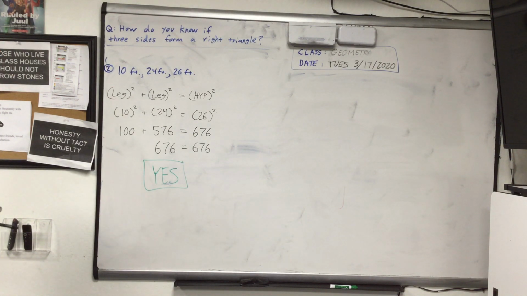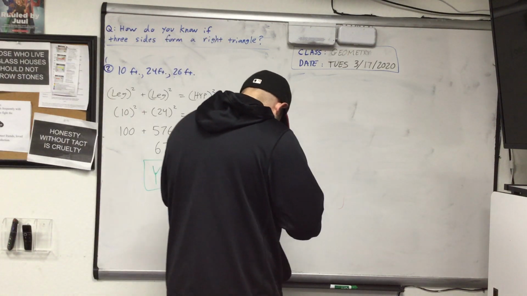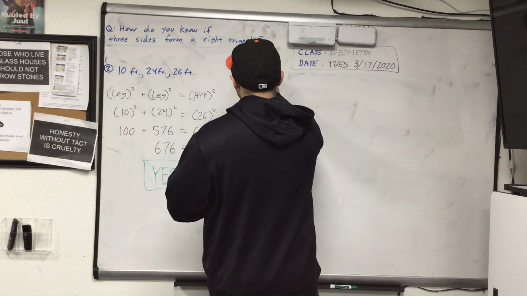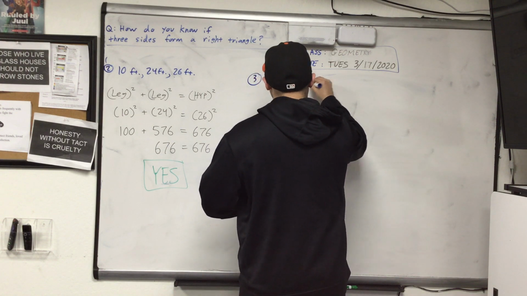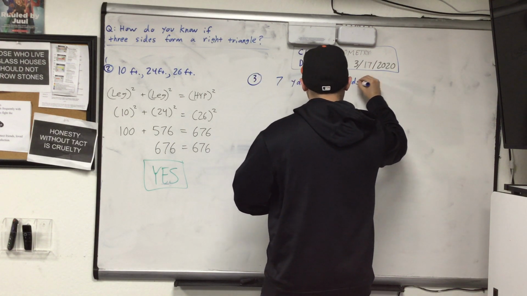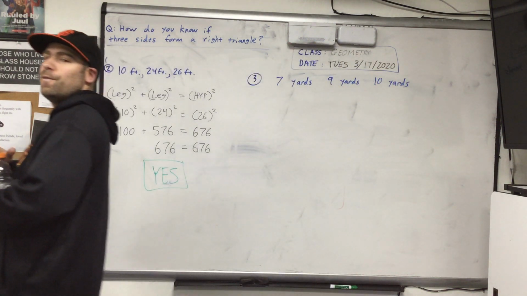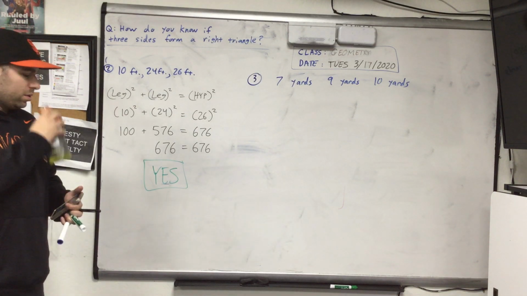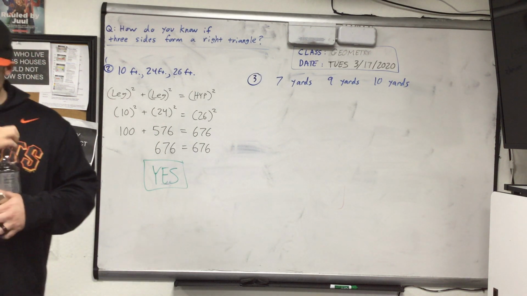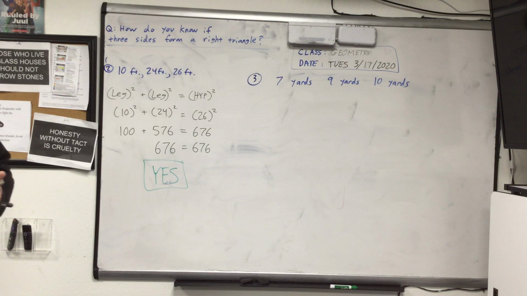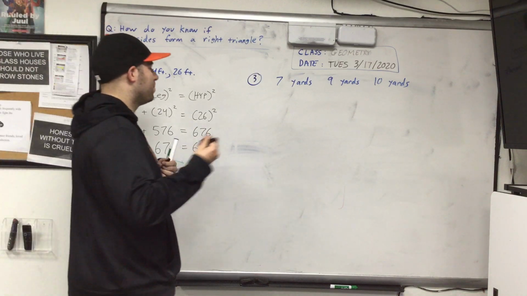Okay. See if you can do the next two problems independently. 7 yards, 9 yards, 10 yards. Do 7, 9, and 10 form a right triangle? You can pause to do this work independently, because now I'm going to go for it.